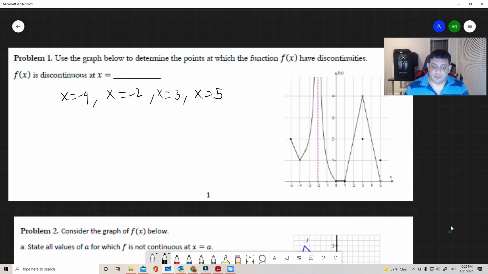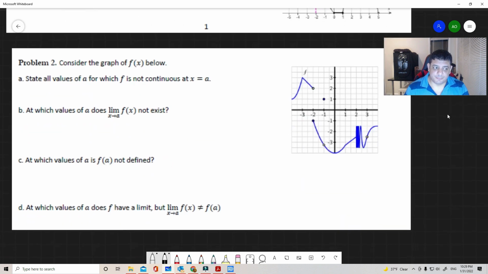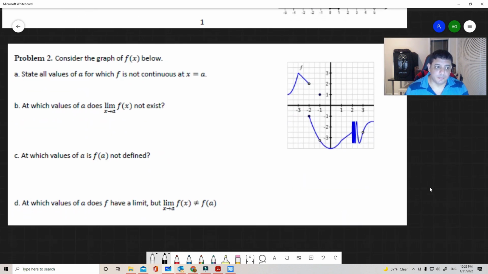Now let's take a look at another example. In here, we have a different function, and we want to state all the values for which f is not continuous at some point x equals a. So essentially the same idea that we just discussed. Clearly, at any point where we have a jump, there's not going to be continuity. So x equals minus 2 provides a problem.